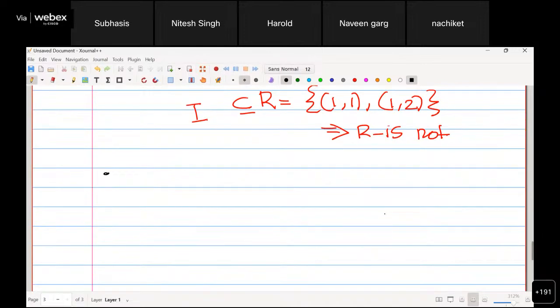Sir, if it is only the identity relation, meaning 1:1 and again 2:2, then do we count it as a reflexive relation or not?